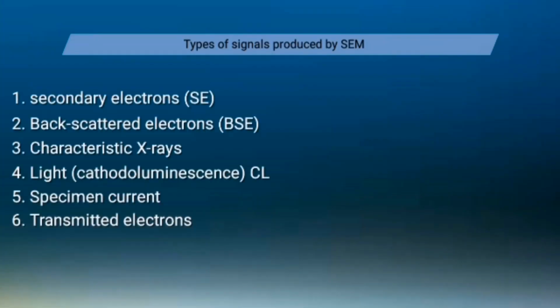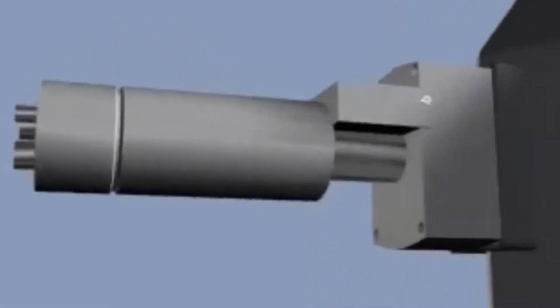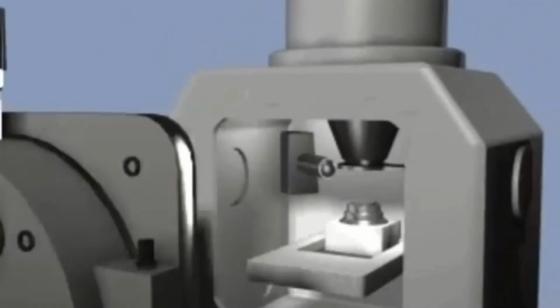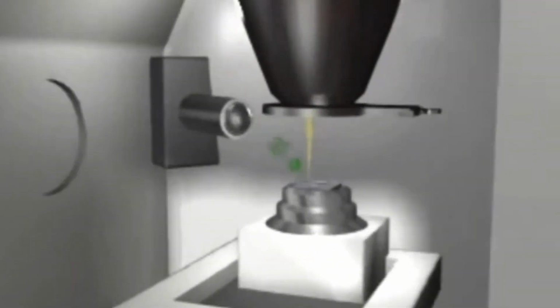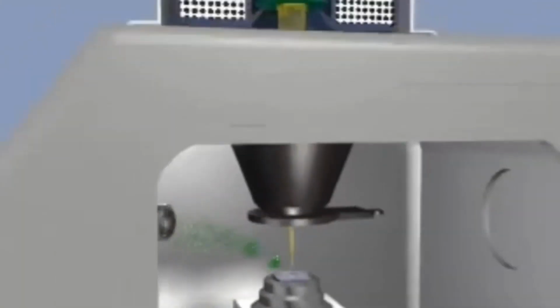Types of signal produced by SEM: secondary electrons, backscattered electrons, characteristic X-rays, light (photoluminescence, CL), specimen current, and transmitted electrons. Secondary electron detectors are standard equipment in all SEMs, but it is rare that a single machine would have detectors for all possible signals. This video shows the positioning and operation of a secondary electron detector in the SEM chamber. The signal results from interaction of the electron beam with atoms at or near the surface.